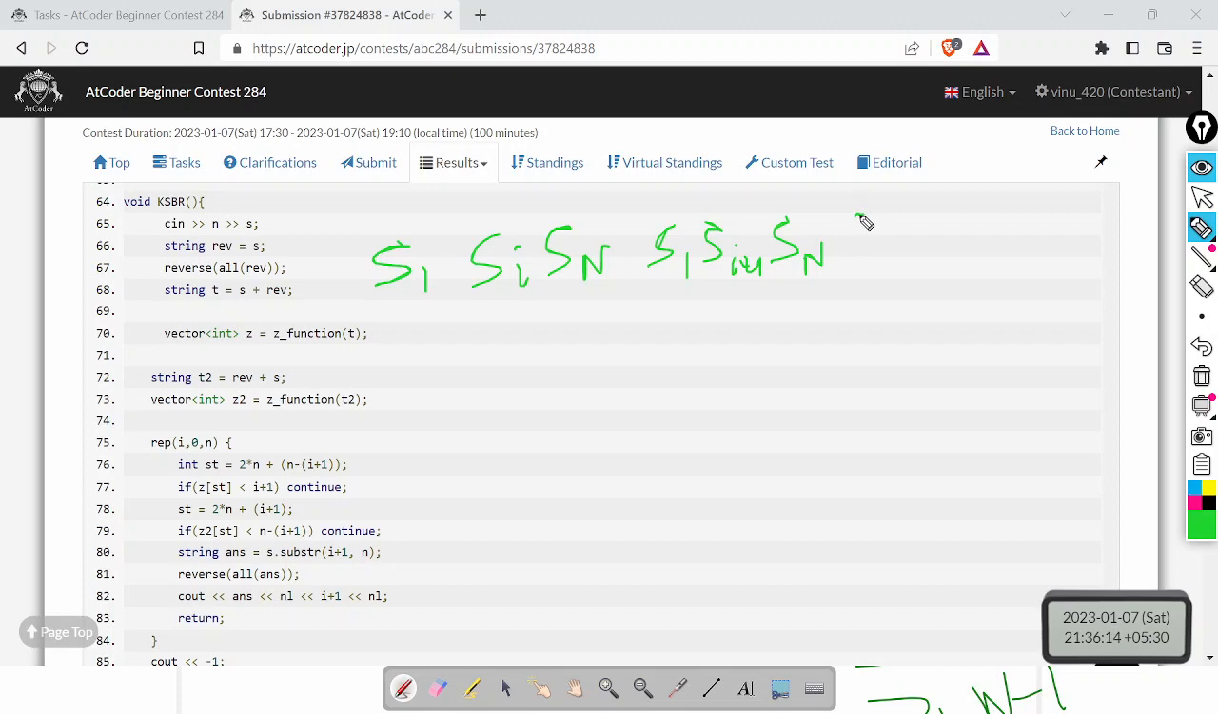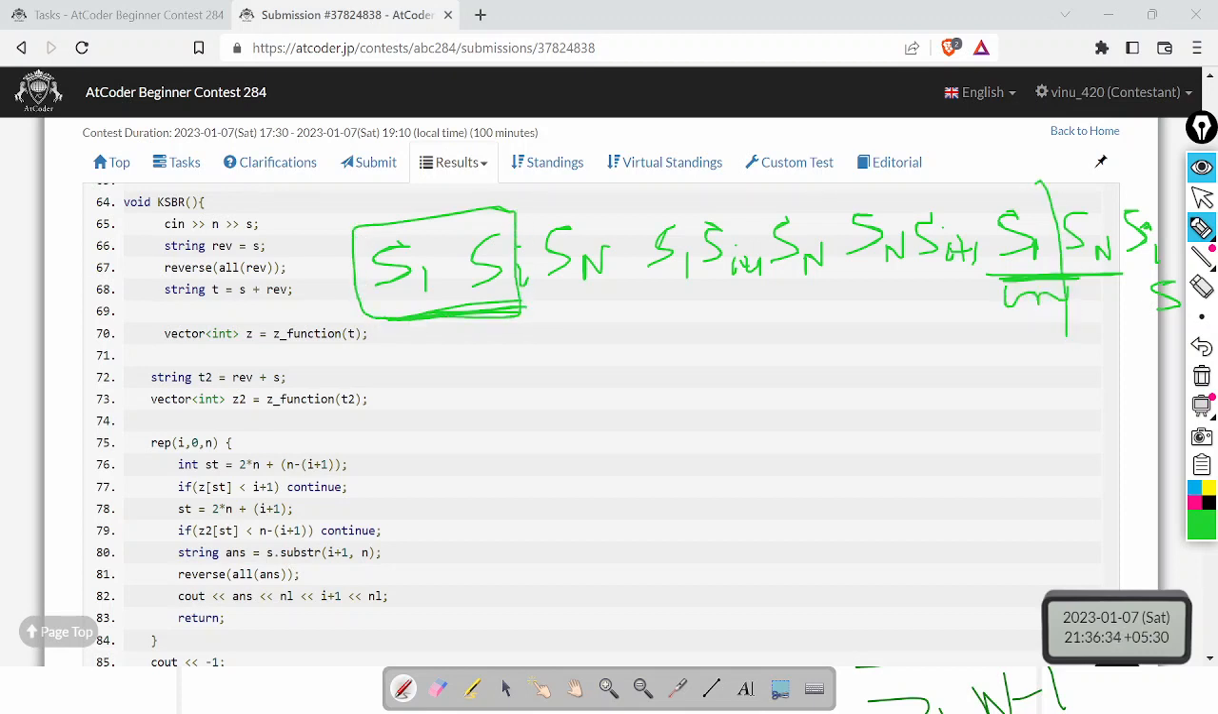Reverse of t will be like sn to si+1, and then this part will not be reversed, this part will be in correct order, s1 to sn and si to s1. So we are interested in this portion and this portion. So we want to match this prefix of length i with this prefix of length i here. So we can use the z value of this index. So we build this string t plus reverse, and then find its z function. This is a function, you can copy paste it from somewhere.